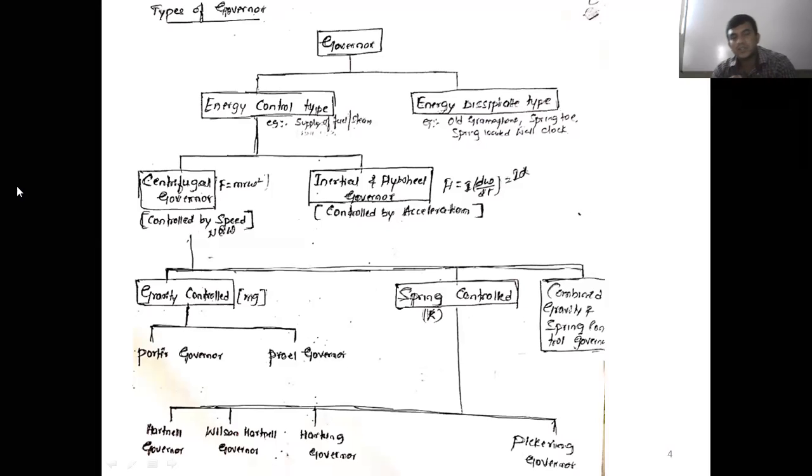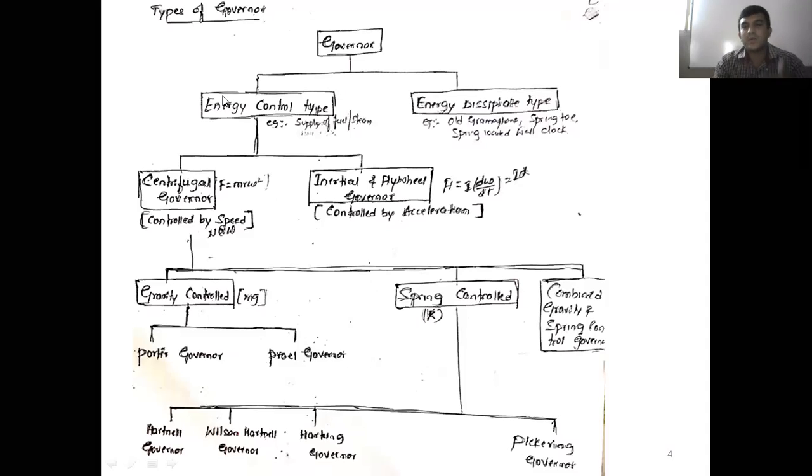Types of governor. As you know, the governor is a device which is used to maintain the engine speed within the limit whenever the load varies. Then coming to types of governors, the governors are mainly classified based on energy controlled type or energy dissipated type.